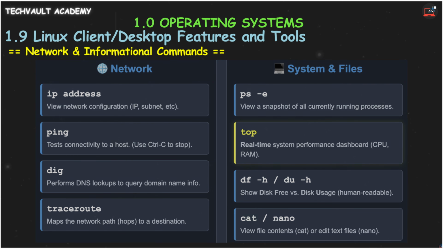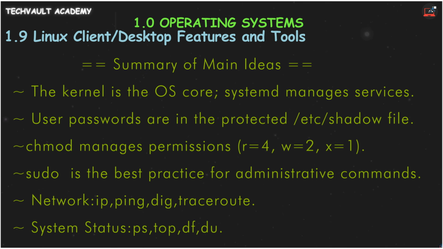That covers the critical details for this objective. To recap, Linux is a free, community-supported OS. The kernel is the core, and systemd manages services. Key config files are in the etc directory, with user passwords hashed in the protected etc/shadow file. Use ls to list files, cd to move, cp to copy, and rm to remove. Manage permissions with chmod using octal numbers and change ownership with chown. Use sudo for single elevated commands, which is the preferred best practice over using su.